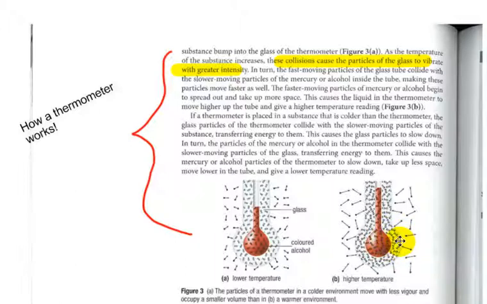The bulb vibrates much more drastically, causing that energy to be transferred to the alcohol in the thermometer. If that temperature is going up, the particles move faster, and as they move faster, they spread out more, and of course, taking up more volume causes the liquid to go up in the thermometer.